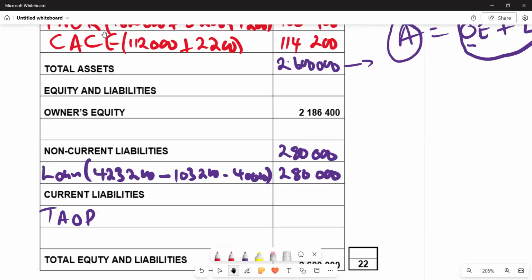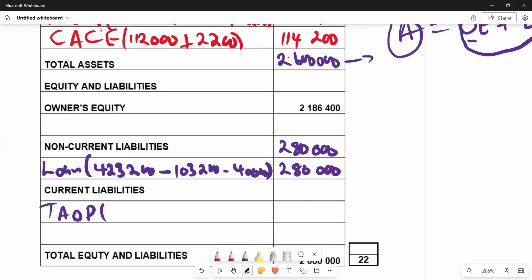So for trade and other payables now, we are seeing in brackets, we have 86,000. We add 5,800. We add 1,800. And then the total that you're supposed to get is 93,600.